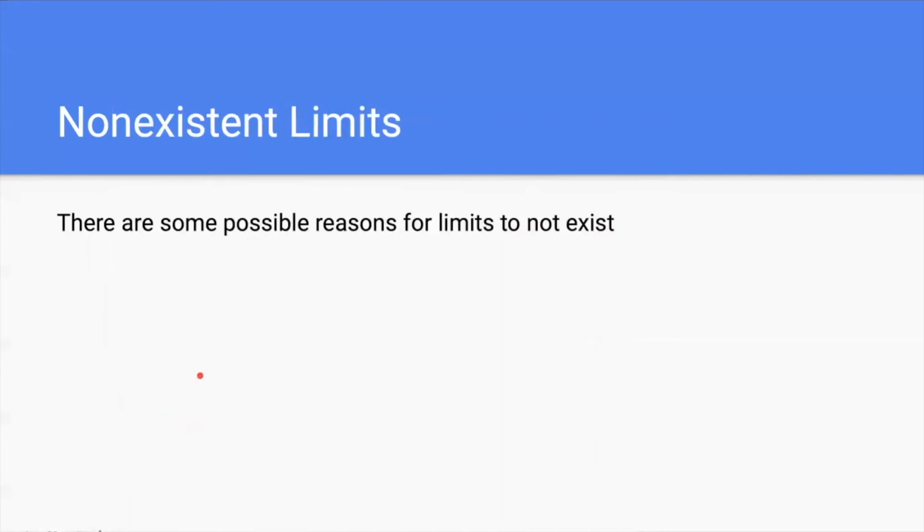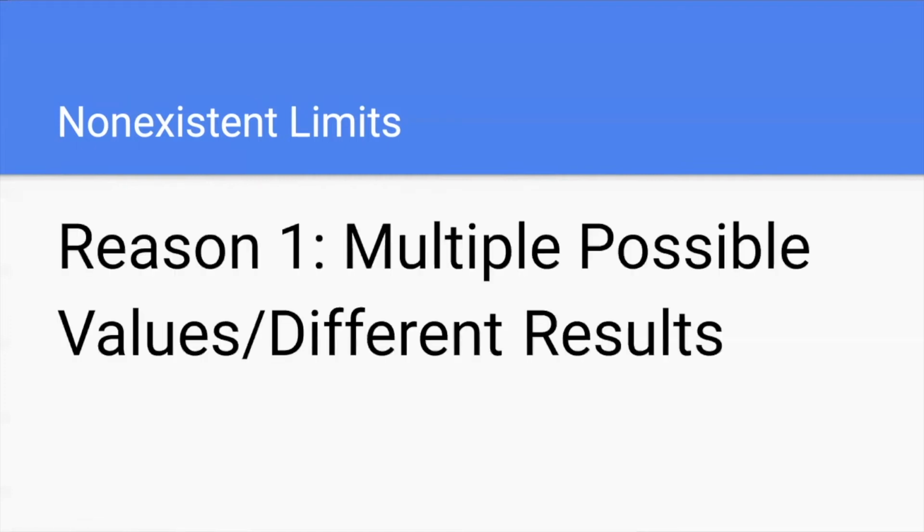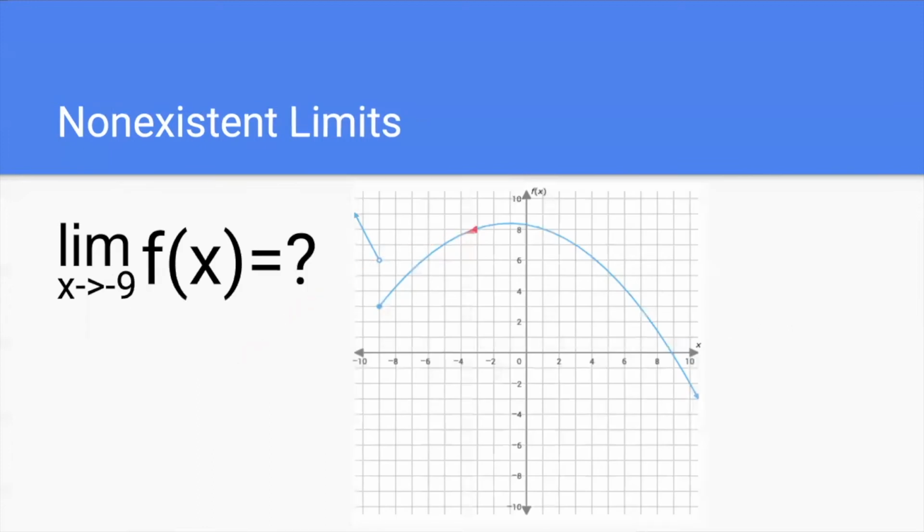All right, and then some limits do not exist, and there are some reasons for limits to not exist. There are 3 reasons. So the first reason is that there are multiple possible values or different results. So take a look at this graph. What is the limit as x approaches negative 9 of f of x?